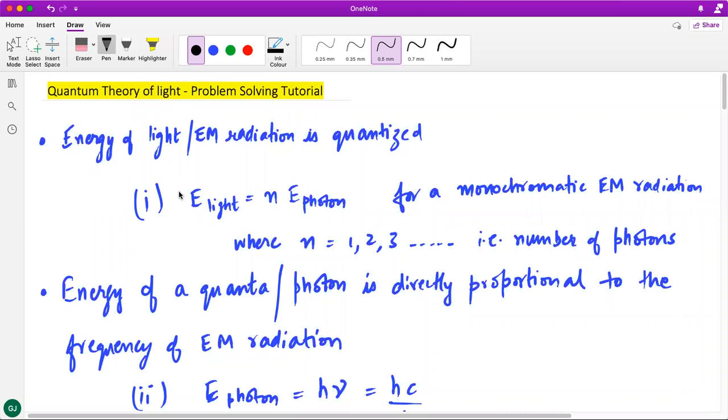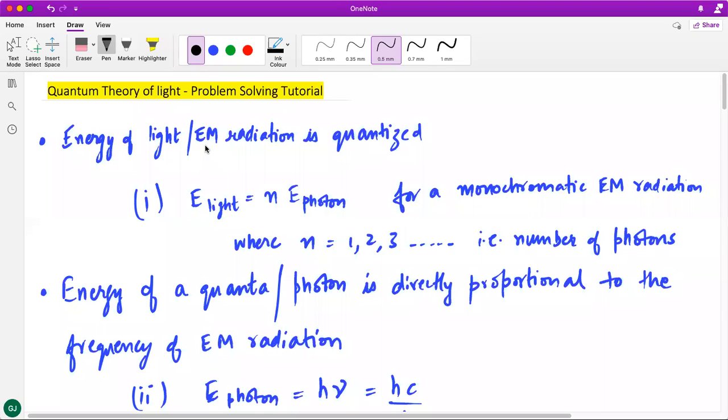Hi everyone, welcome to this short tutorial on the problem solving aspects of quantum theory of light. Now, as discussed in the earlier class, we had spoken about the theory and the important concepts in the quantum theory of light. In this particular video, I would like to go into the details of problem solving, what kind of approach one should take while solving questions based on quantum theory of light.